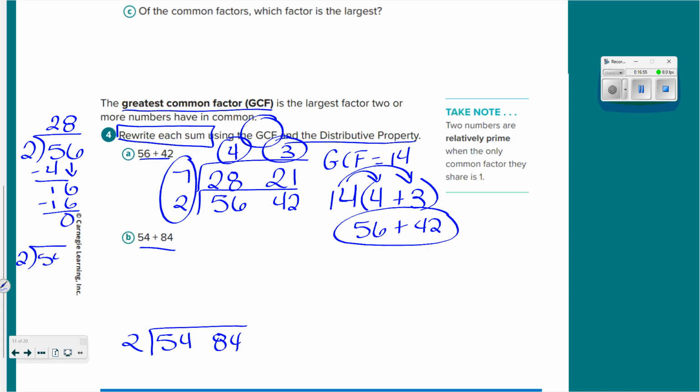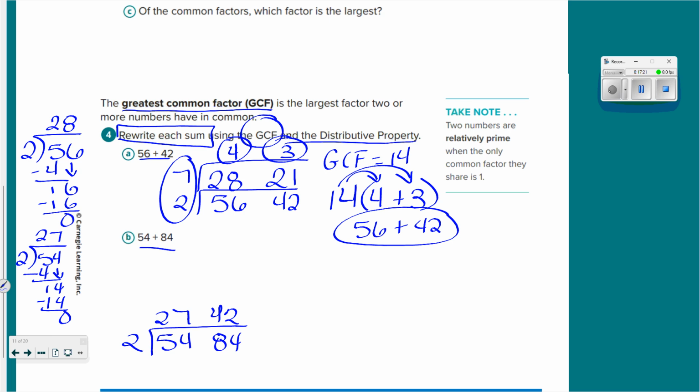Can both of those be divided by 2? No, the 27 is not even. Can they be divided by 3? Yes. 3 goes into 27 how many times? 9. Now we need to do 3 into 42. 3 goes into 4 how many times? That's 3, leaves 1, bring down my 2. 3 into 12.